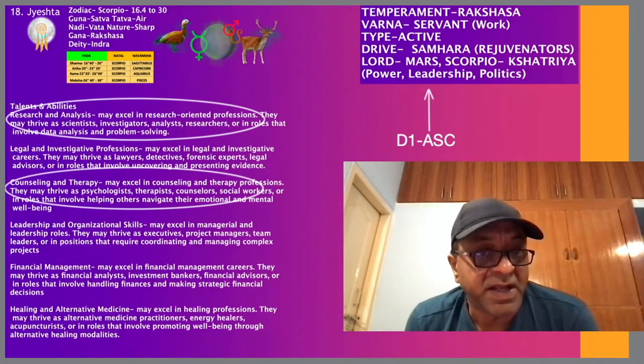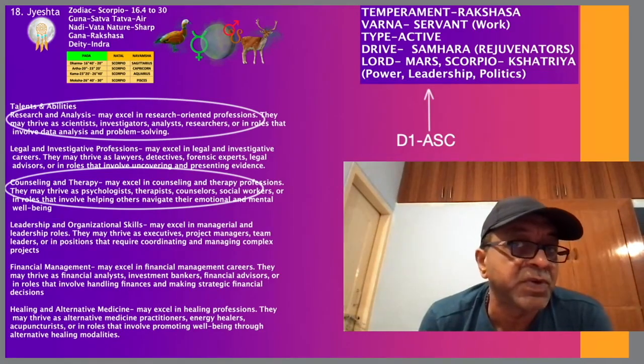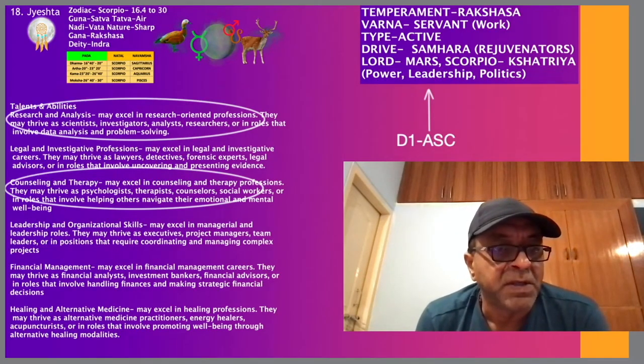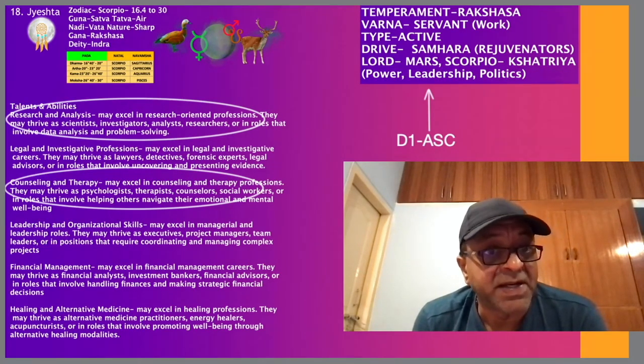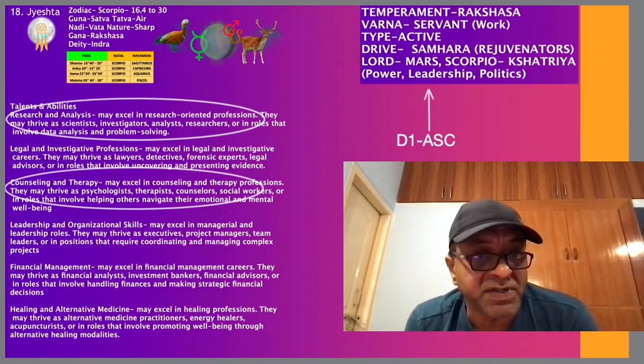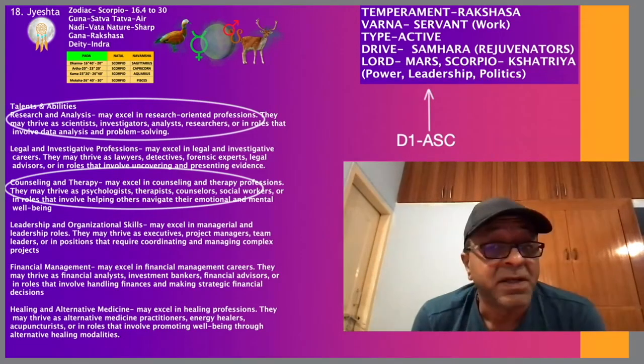So the talents and abilities which I have circled there is research and analysis. We're taking hints. She's a hypnotherapist. She's a relationship expert. So one of the talents and career paths, two of them of Jyeshtha fall in the ascendant in the D1 itself. Research and analysis. They may excel in research-oriented professions such as scientists, investigators, analysts.